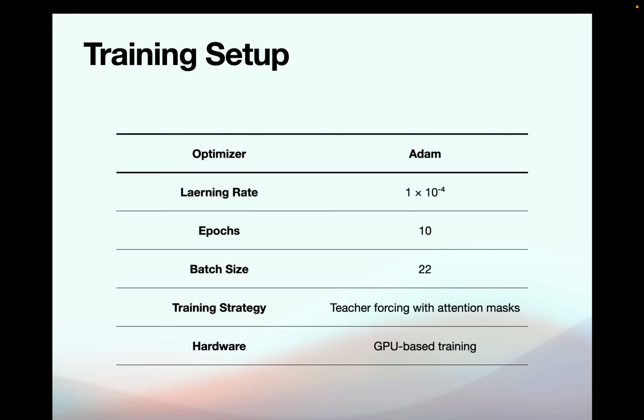And similarly, we have a table for the training configuration. As you can see, the model is trained using the Adam optimizer with a learning rate of 10 raised to minus 4 for 10 epochs. We use teacher forcing with attention masks, and we trained on a single GPU, though it's actually a pretty small model. Padding tokens are ignored during loss calculation, and we apply cross-entropy loss with label smoothing.